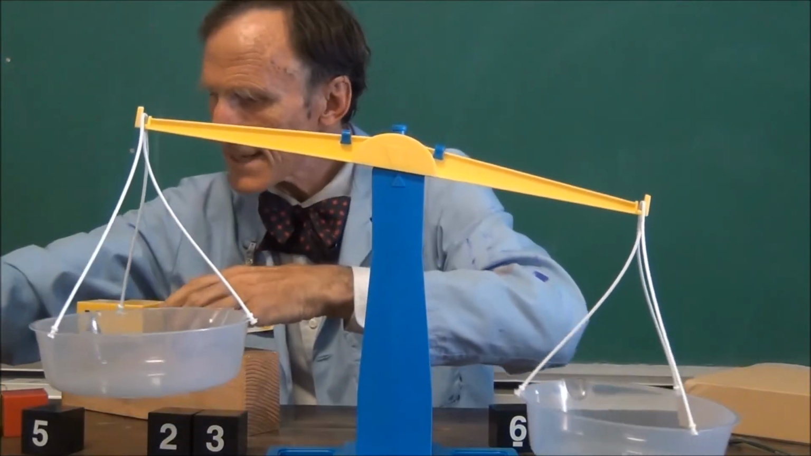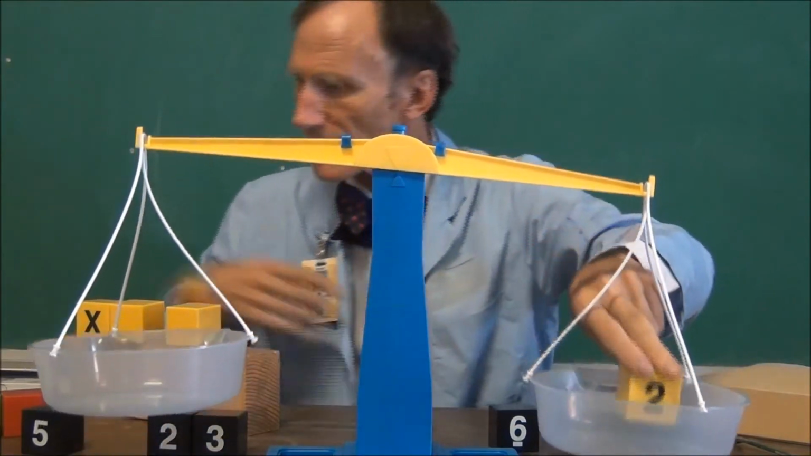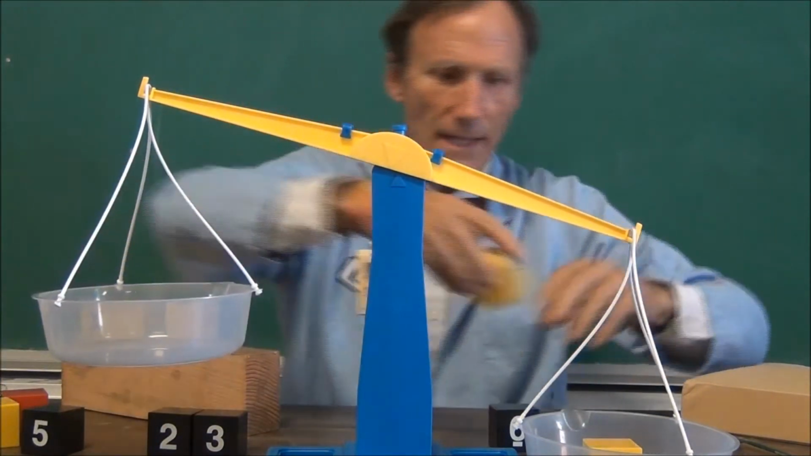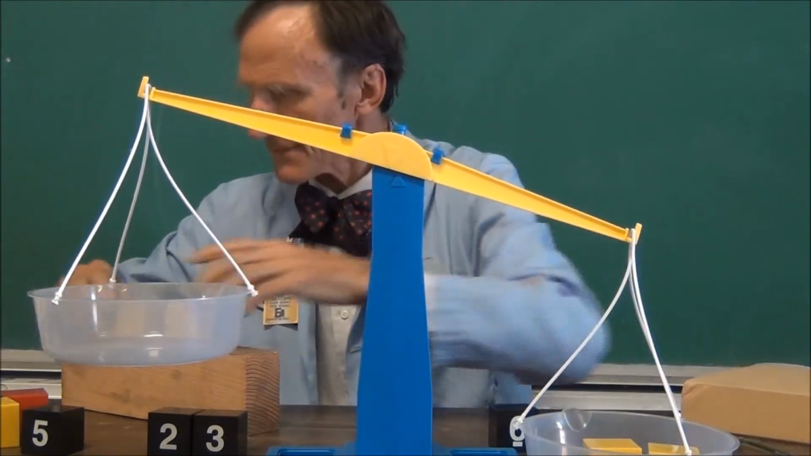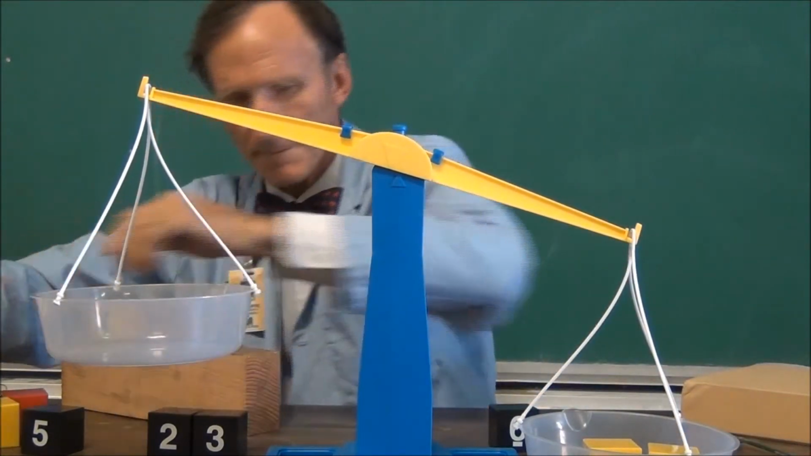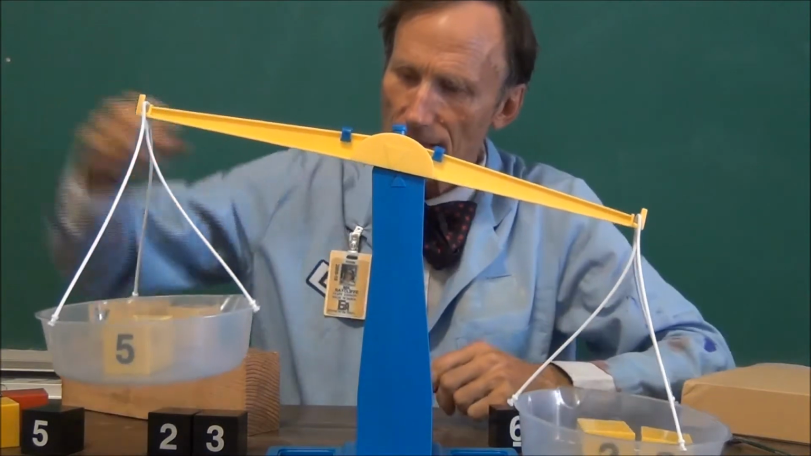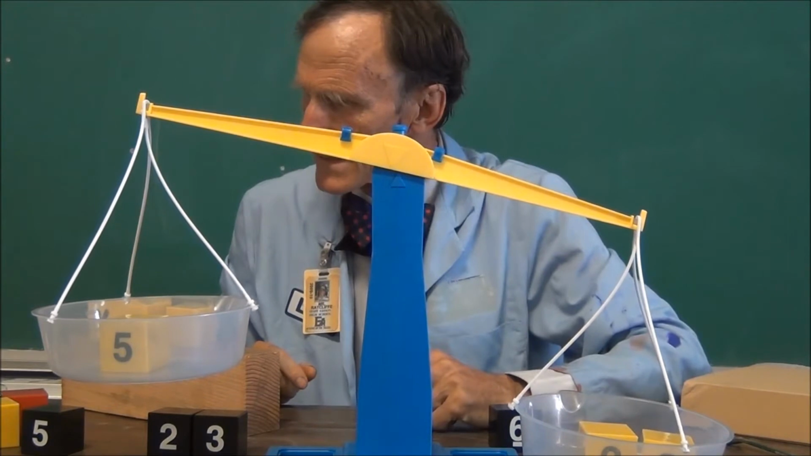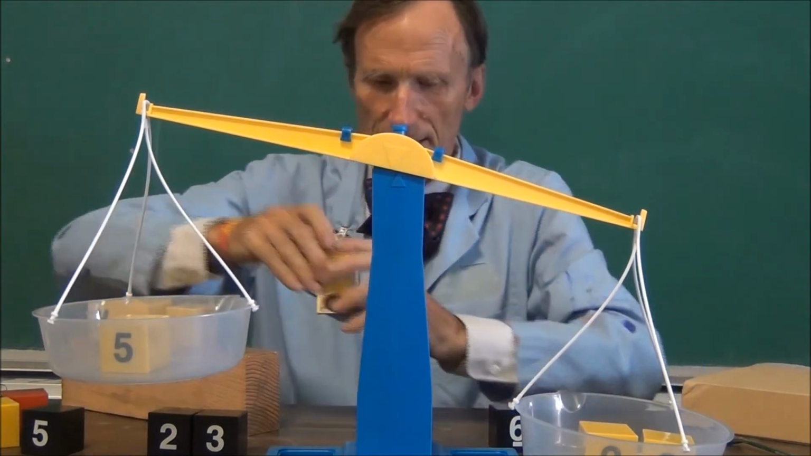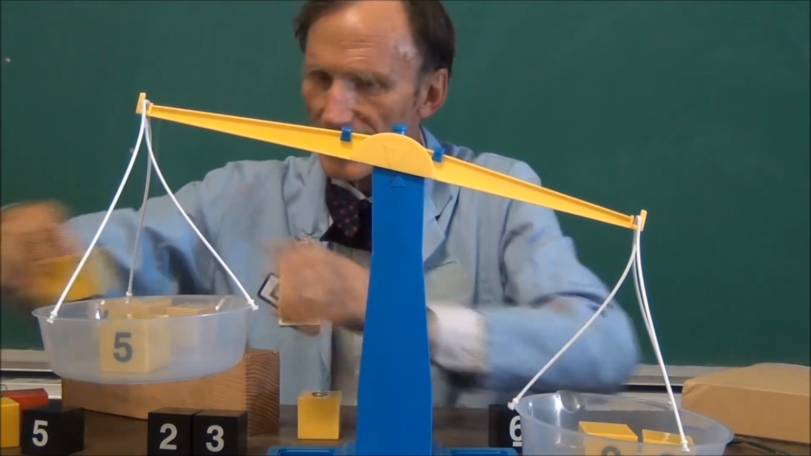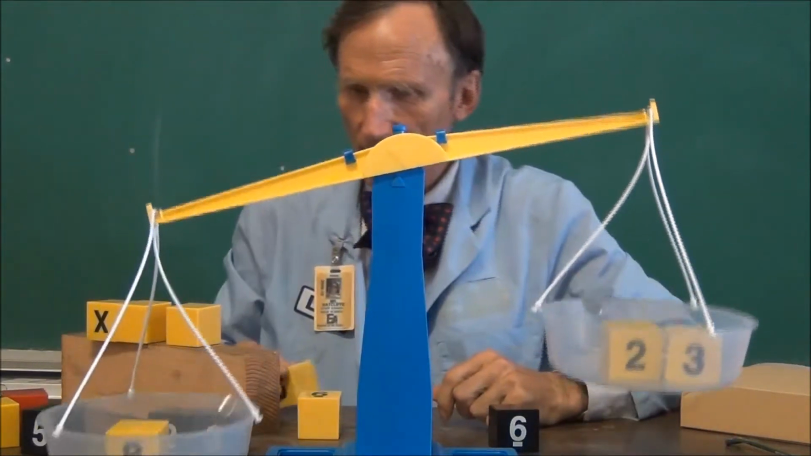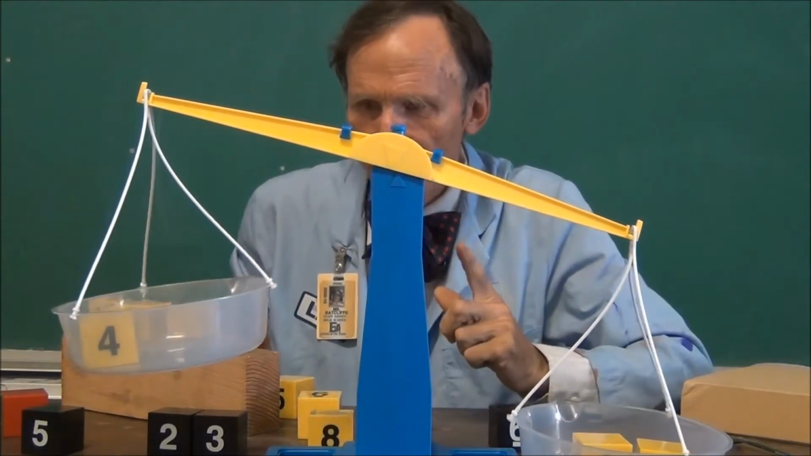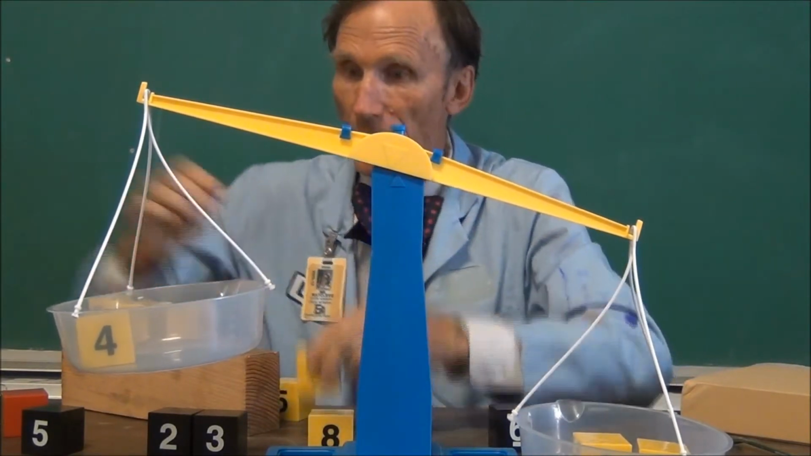Well, let's take 2 and 3, and let's put a 5 on the other side. 2 plus 3 is 5. Or not. So 5 isn't heavy enough. Maybe 2 plus 3 is 8. No? 4. Yeah, 2 and 3. Well, it's more than 4 and less than 8. How about?